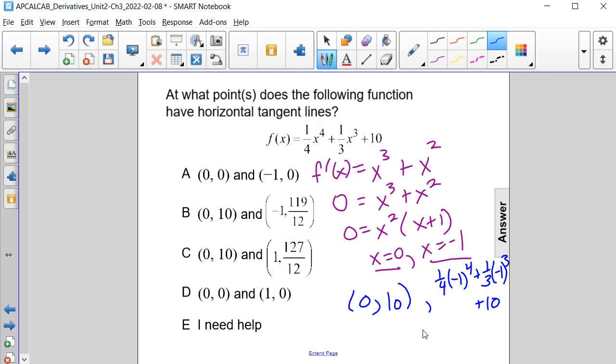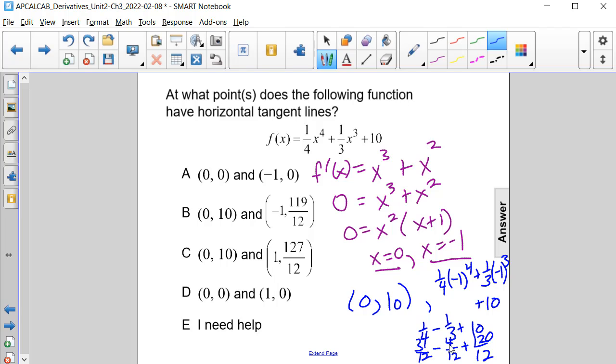All right, so we're going to have 1/4 minus 1/3 plus 10. And if we find a common denominator, it's going to be 12. So we have 12 for all of our denominators. That's going to be 3/12 minus 4/12 plus 120 twelfths.